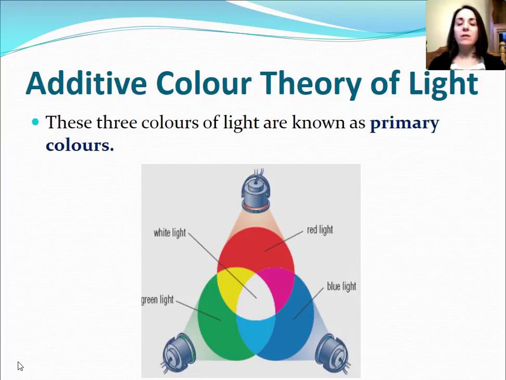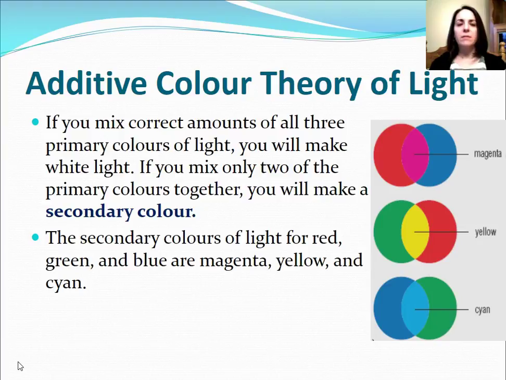And the primary colors of light are different from the primary colors that you learned about in kindergarten. Those are the primary colors for pigment. The primary colors of light are red, blue, and green. And when you combine red, blue, and green light, you get white light. So if you mix equal amounts of the 3 primary colors of light, you get white light. But if you take only 2 of those primary colors of light, you will make a secondary color. So the secondary colors are magenta, yellow, and cyan.